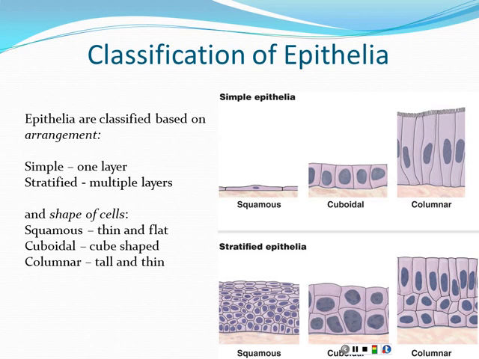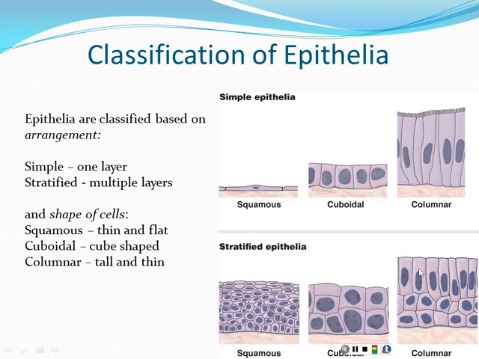Okay. And then here at the bottom, this is just examples of stratification. Here we have a stratified squamous, because see these cells are kind of flat. Now, I agree they're not as flat as this example, but they still are flatter than they are tall. So this would be a squamous epithelium, a stratified squamous epithelium. Here we've got cuboidal cells, but there's more than one layer, so we would call this a stratified cuboidal.